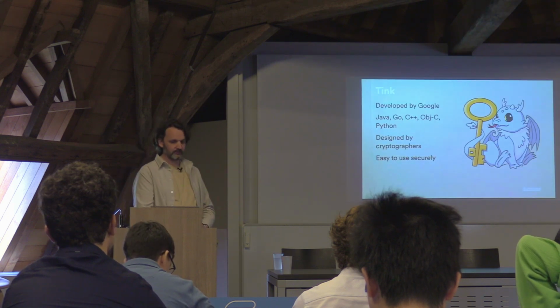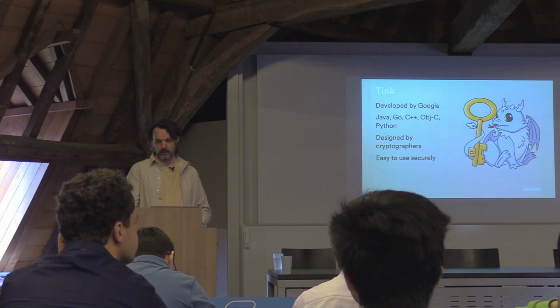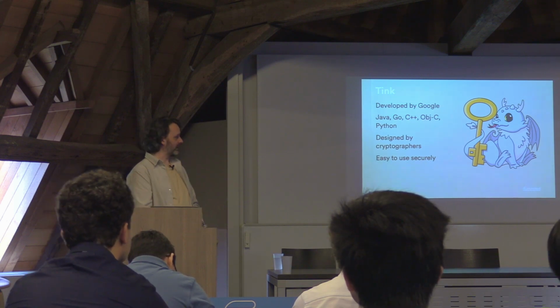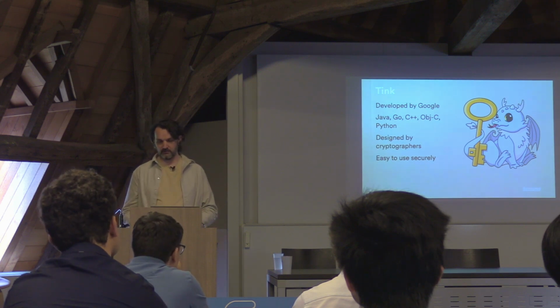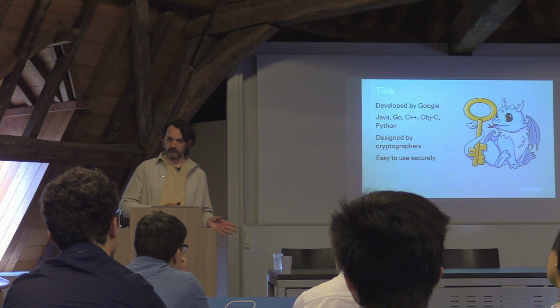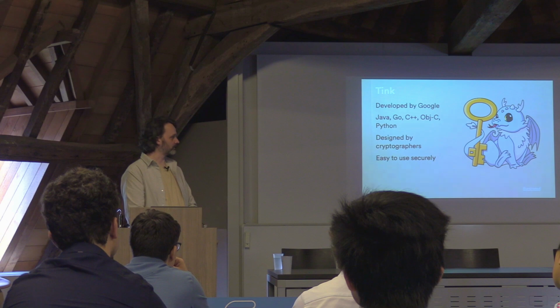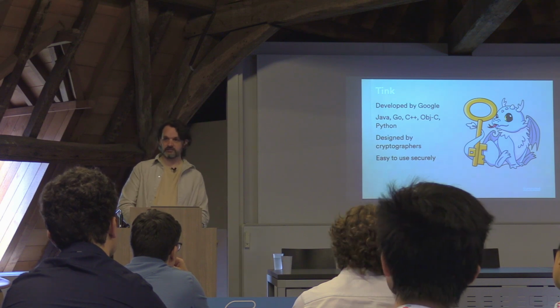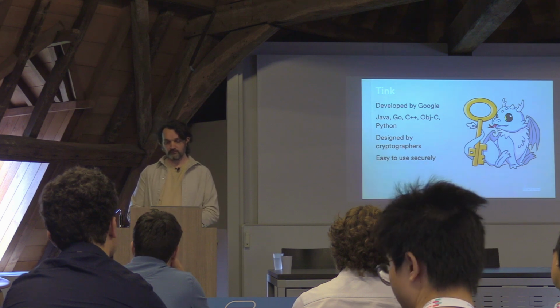So what is Tink? Tink is a cryptography library that's developed by Google. It comes in a range of different languages: there's a version in Java, there's one in Go, C++, Objective-C, and Python. They aim to have the same functionality across those languages. There are gaps here and there where some things work on one and not on the other, but the broad idea is to have the same functionality across all these languages. It was originally developed at Google by people who are expert cryptographers and crypto researchers.